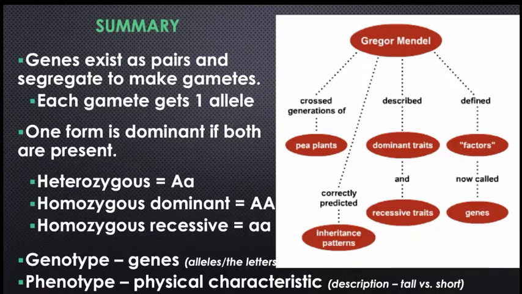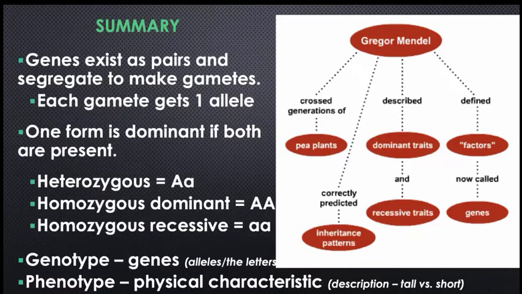But what happens if an organism gets one dominant allele and one recessive allele? The dominant allele, as the term suggests, will overpower or mask the other allele. However, if an organism inherits two recessive alleles, then the recessive trait will show.